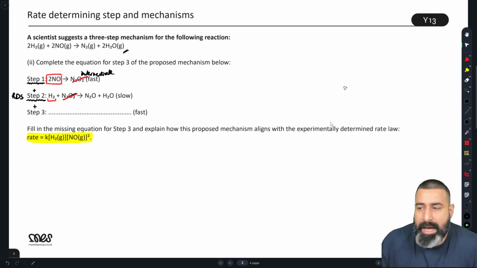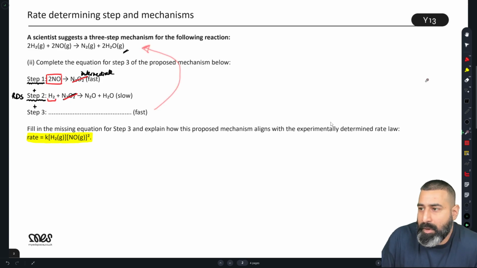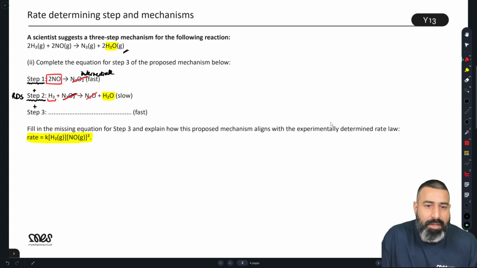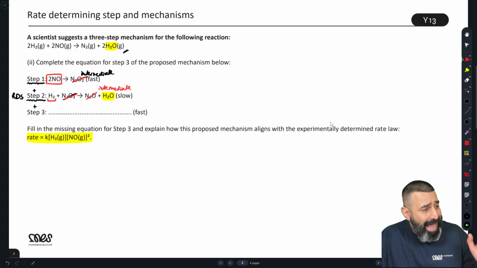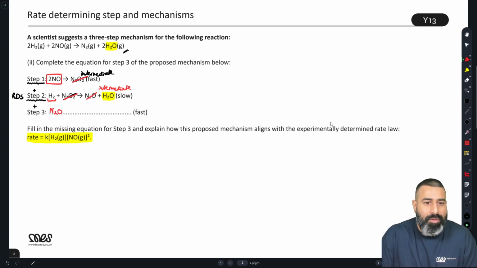Where do we go next? Remember, if I add up all of the steps of my proposed mechanism, they should equal my overall chemical equation. Looking at step 2, I'm forming H2O, which is part of our chemical equation, but only 1 molecule has been formed so far. The N2O that I'm forming is not part of our chemical equation, so this is presumably an intermediate. It's formed in step 2, so it has to be consumed in step 3.